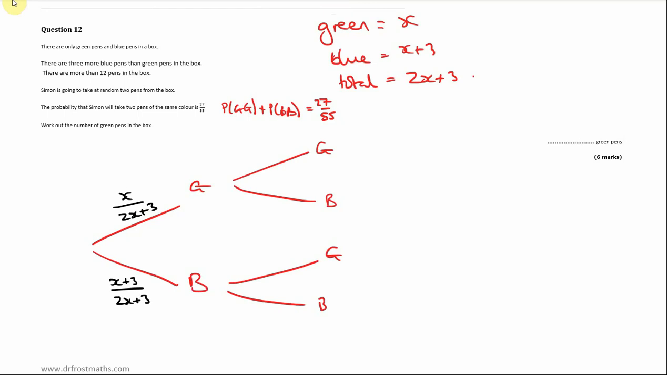If I've taken a green one, then I now have x minus 1 greens. If I've taken a counter out, I'm going to have 2x plus 2. If I've taken a green, blue hasn't changed, so that's still going to be x plus 3, but the total will drop by 1. That's meant to be an x plus. No, I don't like that. Looks like a 4.